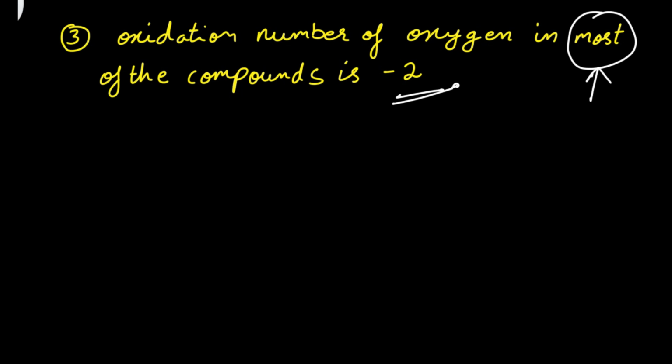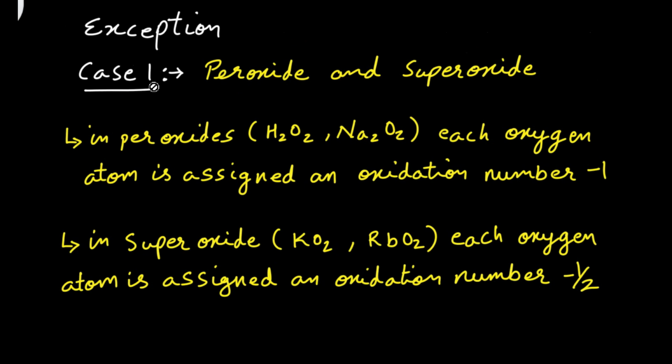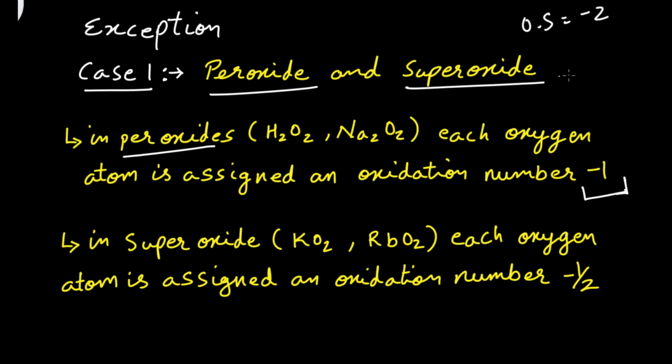Let's see those exceptions. Exception case 1 means there is more than one case. Peroxides and superoxides. In case of peroxides, that is H2O2 and Na2O2, these are the examples of peroxide. Each oxygen atom is assigned an oxidation number of -1. In general, oxidation state is -2, but in case of peroxide it will be -1.